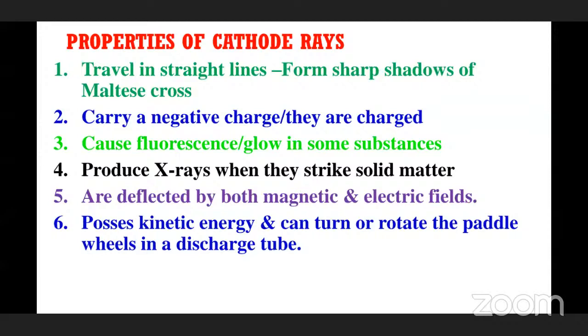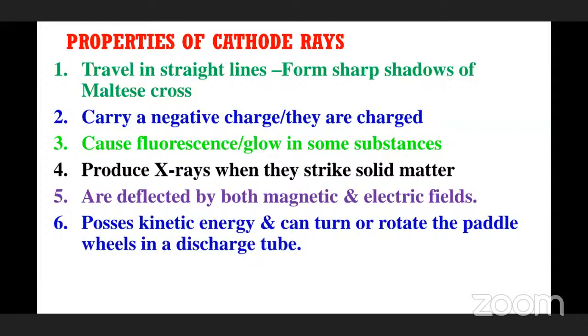So we have the second property: the cathode rays carry a charge, and they are charged. Many experiments reveal that they carry a negative charge, because we are talking about electrons. Going back to the basic knowledge of chemistry in form two, we discussed the characteristics of subatomic particles of an atom. We have three subatomic particles: protons, neutrons, and electrons. One of the basic properties of the electron is that electrons are negatively charged.